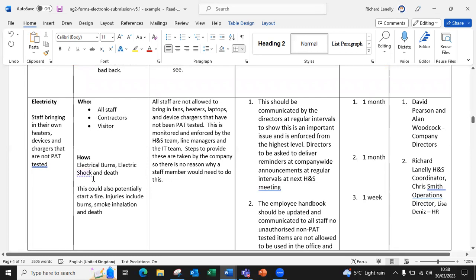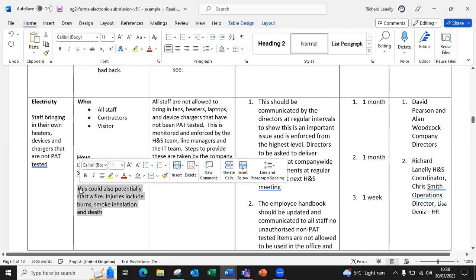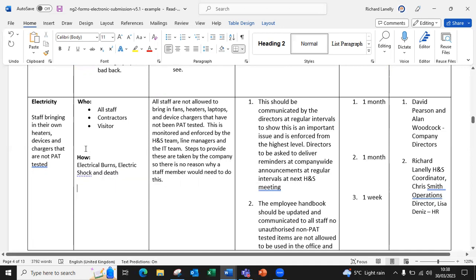Electrical burns, electrical shock, and death. This could also potentially start a fire. See, I don't know why I put that in there because we're talking about electricity, so I would stick to electricity. I wouldn't really start talking about other hazards. If I was, I would need to create a separate line and start talking about it being a fire hazard as well. We're not going to do that though, because we like to vary them up. Okay. So what we're currently doing.